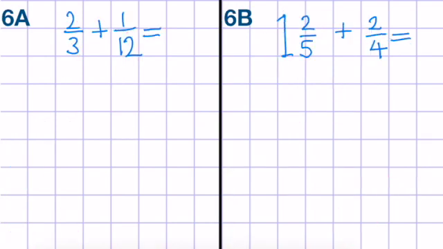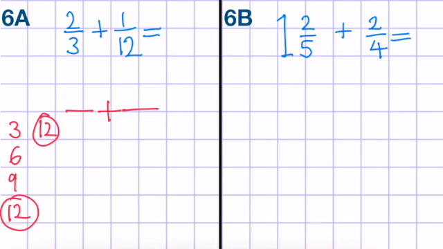We've got the same process again, so press pause and have a go. Everybody do 6a, some people 6b. Okay, 2/3 and 1/12. So we have a different denominator, so we're going to change them. 3, 6, 9, 12. Now look, 12 is a multiple of 3. So we can keep the 1/12 and we can change the 2/3.